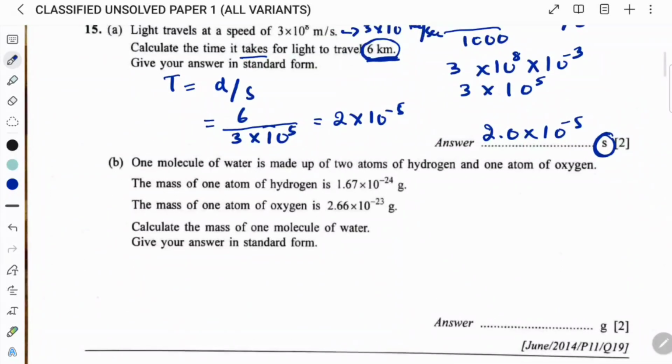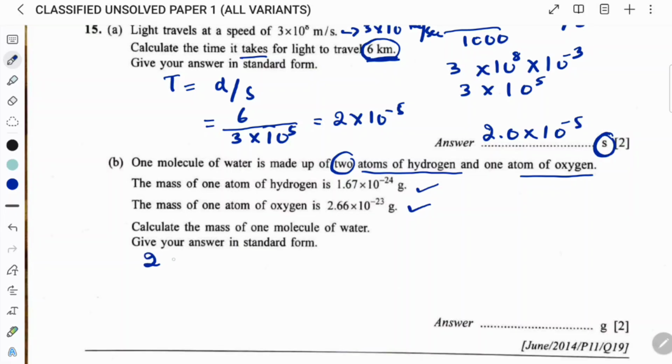Okay, one molecule of water is made up of 2 atoms of hydrogen and 1 atom of oxygen. It means H2O, you all know that, but they have already told you hydrogen is 2 and oxygen is 1. The mass of one atom of hydrogen is this, and the mass of one atom of oxygen is this. Calculate the mass of one molecule of water. It means 2 hydrogen and 1 oxygen. Give your answer in standard form.